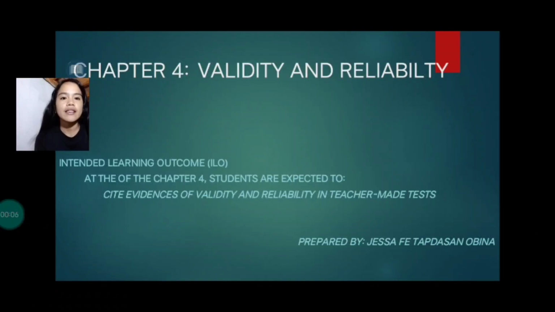Good day, everyone. Today I'm going to discuss chapter 4, which is validity and reliability. The intended learning outcomes, or the ILO, at the end of chapter 4: the students are expected to cite evidences of validity and reliability in teacher-made tests. In this chapter, we're going to differentiate validity and reliability and how they correlate to each other. Let's proceed.